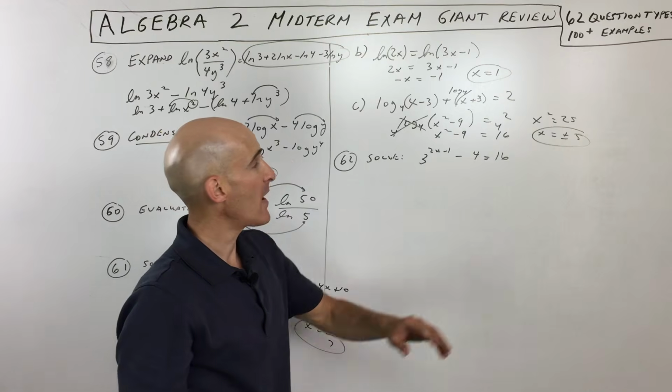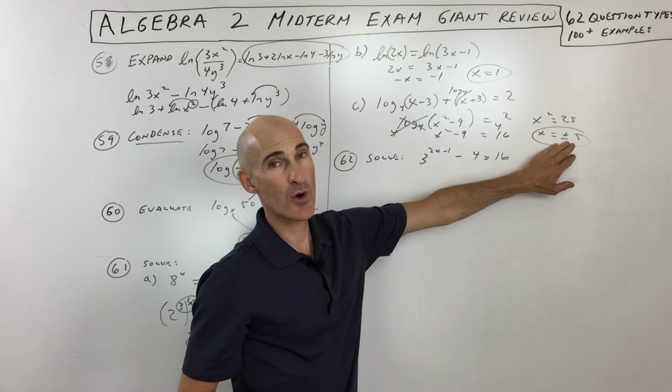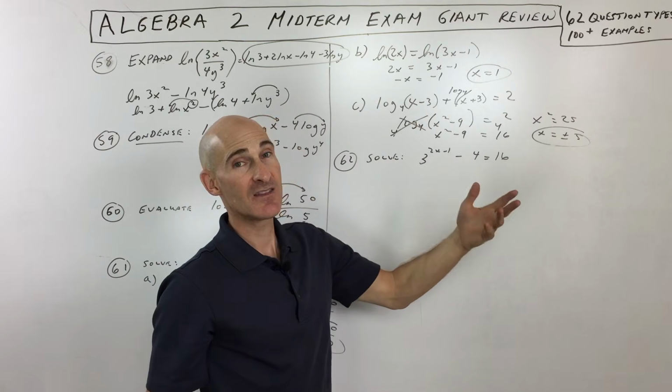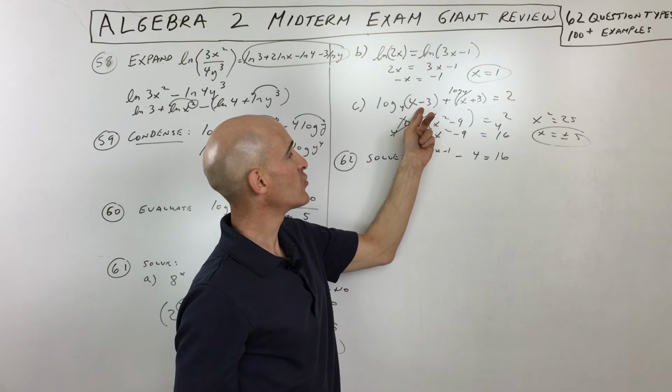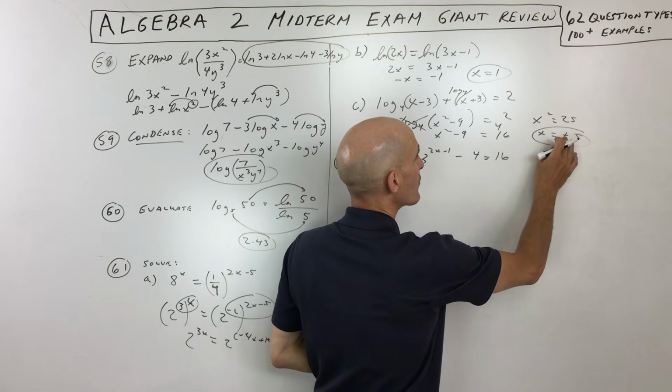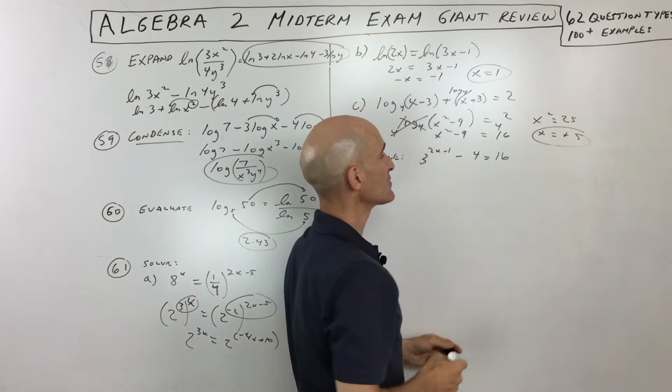But remember, you want to go back and check, because we can't take the log of 0 or a negative number. It has to be greater than 0. If we put negative 5 in here, we get log of negative 8. That's not in our restricted domain. If we put 5 in, that's 2. If we put 5 in here, that's 8. That's okay. So in this case, I'm going to erase the negative. It can only be positive 5.